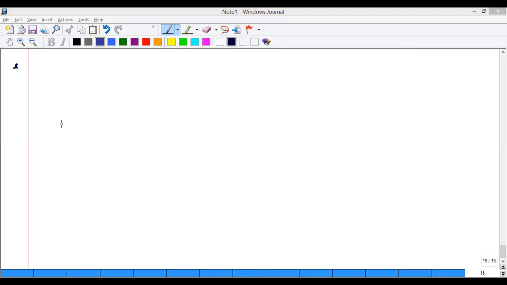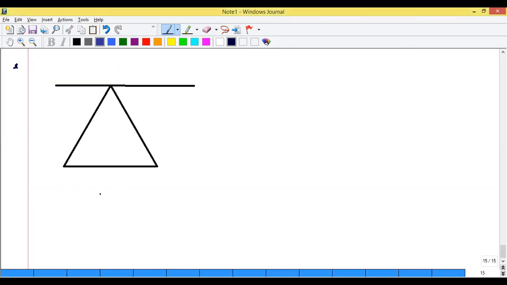I'm just drawing a line which is parallel to the base of the triangle. Base of the triangle can be any way. The triangle may be like this also. I'm drawing a line which is parallel to the base of the triangle. Understood? Let's name the triangle. Triangle A, B, C. This is the base of the triangle.